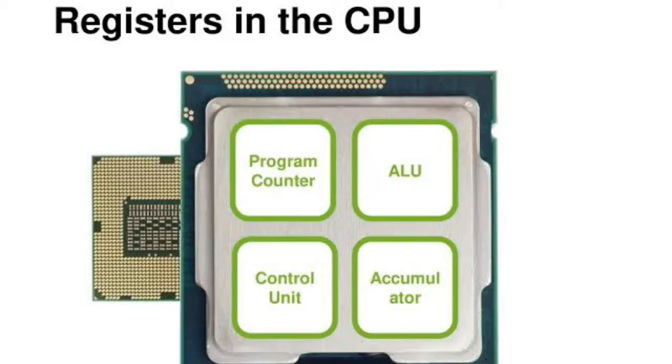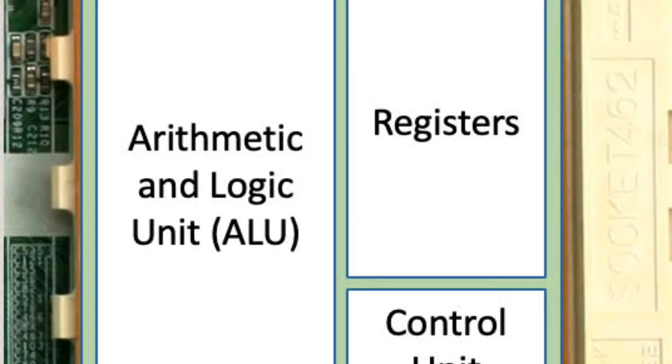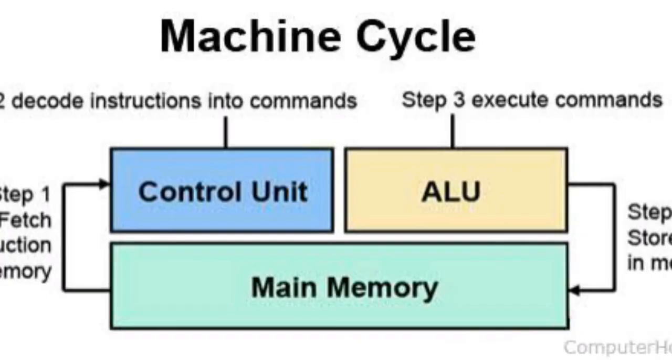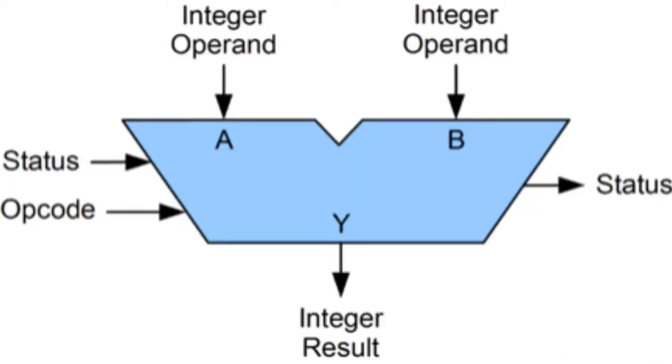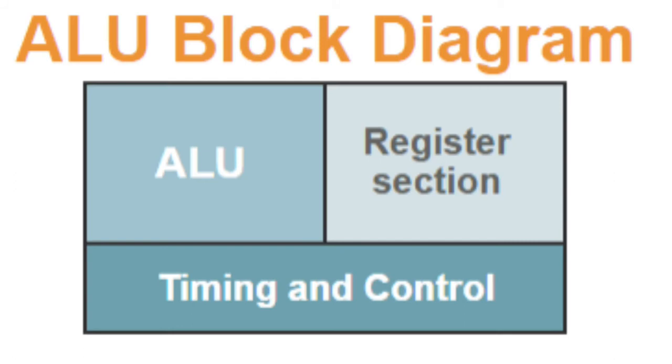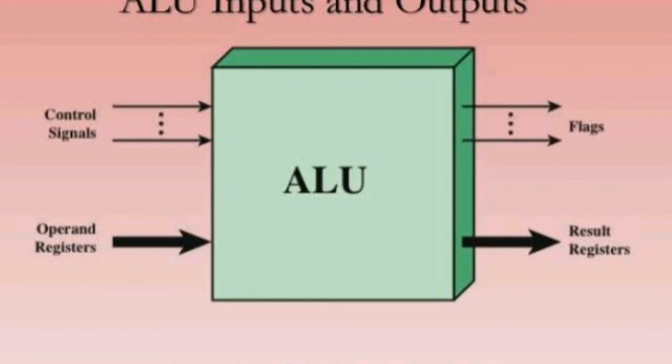Now let's talk about the arithmetic logic unit, which is the ALU. It is designed as circuitry within the processor that performs integer arithmetic and bitwise logic operations. The inputs to the ALU are the data words to be operated on, status information from previous operations, and a code from the control unit indicating which operation to perform. Depending on the instructions being executed, the operands may come from internal CPU registers or external memory, or they may be constants generated by the ALU itself.